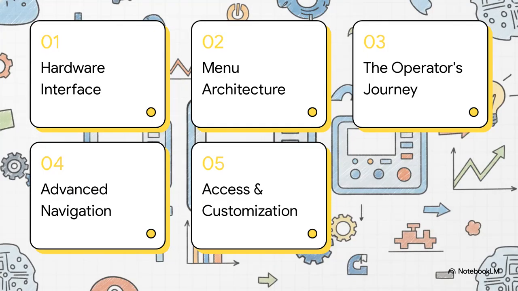To get you to that master level, we're going to hit 5 key areas today. First, decoding the hardware interface. Then, mapping out the 3-level menu architecture. Third, we'll complete a real operator's journey. Fourth, we'll look at some advanced navigation roles. And finally, access control and customization.